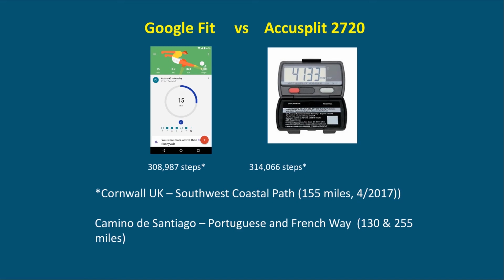The Google Fit and AccuSplit 2720 pedometer, almost identical. And for about 1/100th, well, heck, it's probably more like 1/1000th of the price. Well, not that much of a ratio, but much less expensive than the 2720 if just measuring step counts. So that's a lesson. The simplicity of it all is going for just the steps.